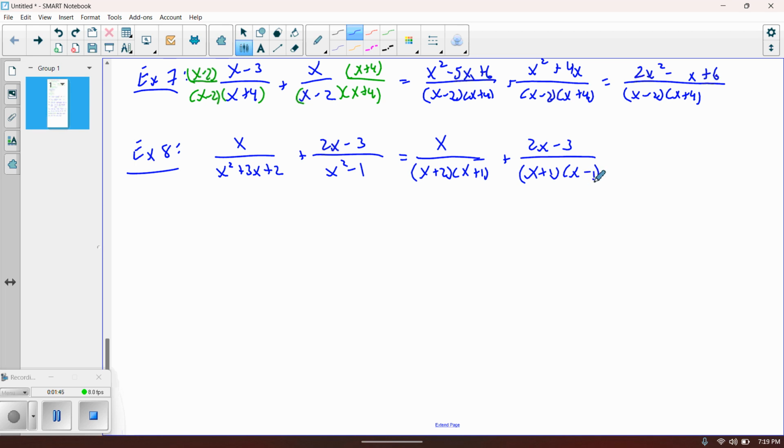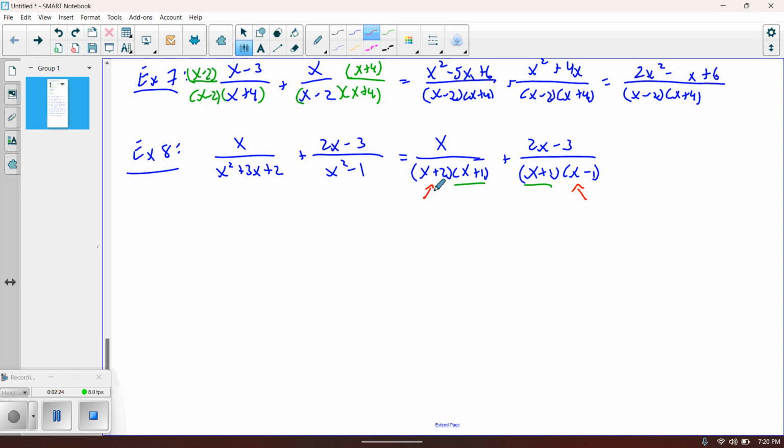The reason that that's good is because what you can see is both of these denominators already contain the same factor of x plus 1. That's already there. So I don't need to include another x plus 1 in either one of them. However, the one on the left-hand side is missing the x minus 1 from here. And the one on the right-hand side is missing the x plus 2. So the entire common denominator here, the least common multiple of these denominators, is going to be factors of x plus 1, which they both have, x plus 2, and x minus 1.